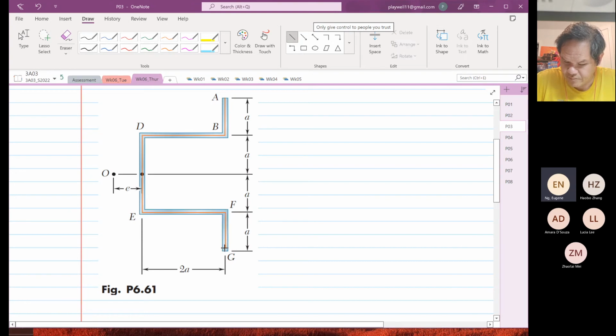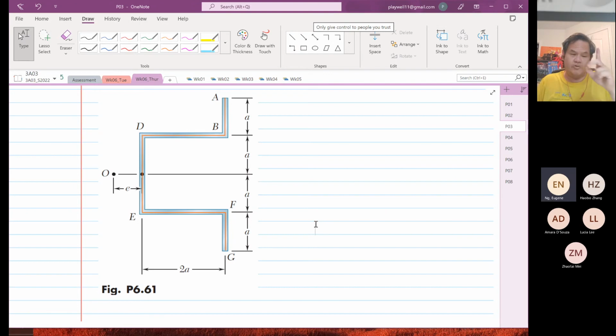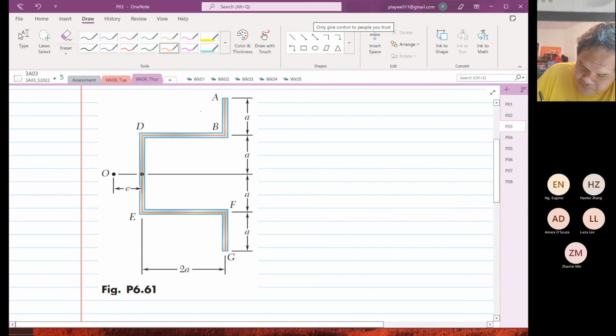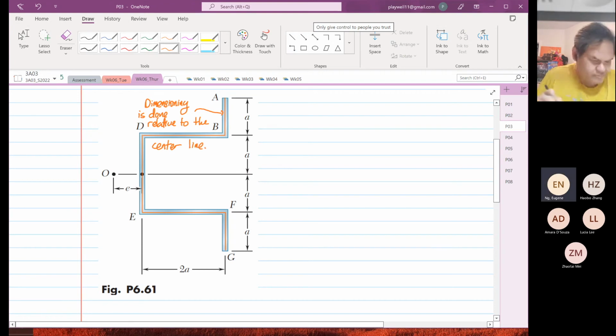I want you to focus on that. Very important. Do I need to compensate the thickness? No. The dimensioning is done relative to the center line. I want you all to take note of this.